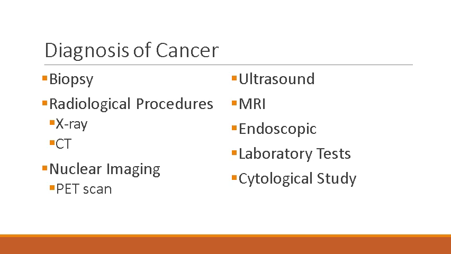Nuclear imaging or PET scans, positron emission tomography is what PET stands for. This is when radioactive tracers can be used to help reveal how tissues or organs are functioning. Ultrasound is used, MRI scans, magnetic resonance imaging is used, endoscopes, which we talked about in nursing concepts. Think of those, especially if it's anywhere in the GI tract, laboratory tests, or cytological studies.